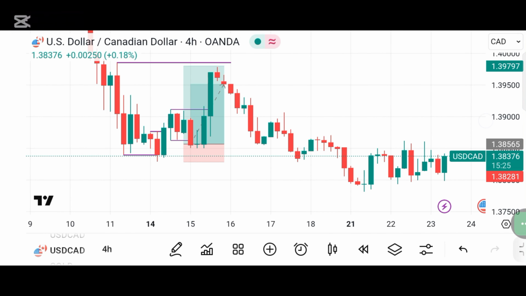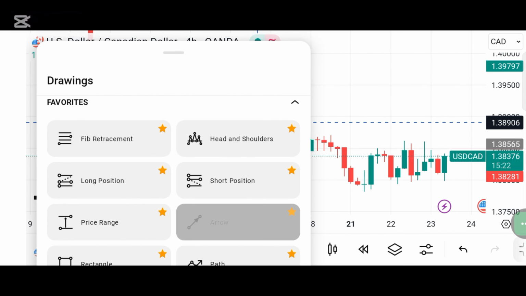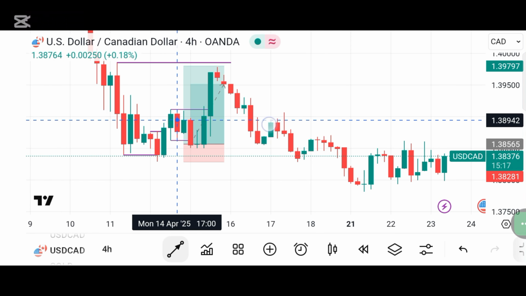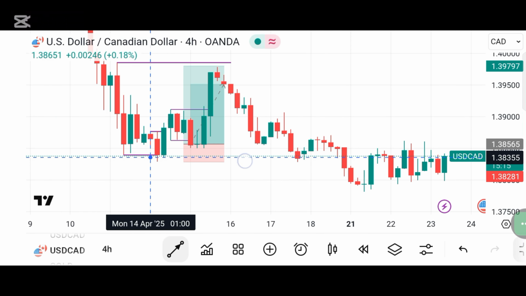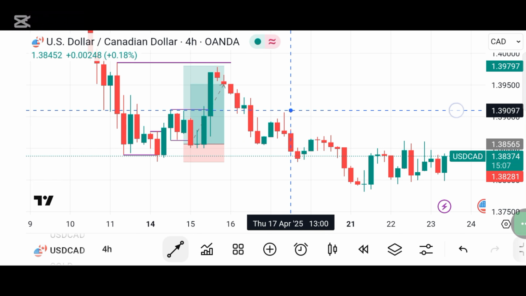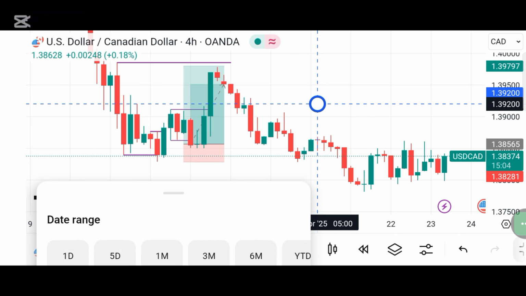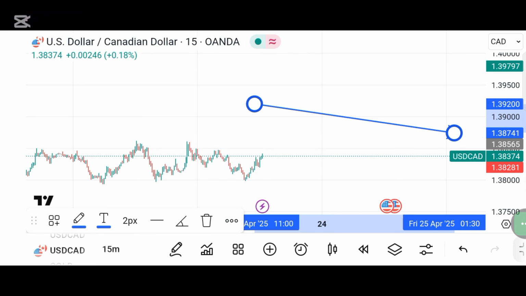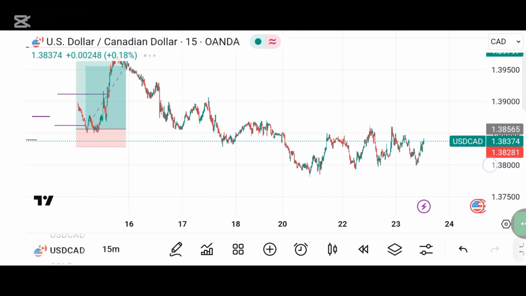On the 4 hours, external range liquidity was swept. Look at it here. External range liquidity was swept here. So after this push, I saw price took out this liquidity, which was the IRL, the first criteria on the checklist. Then I went to as low as 15 minutes here. 15 minutes. This is what I have on 15 minutes.